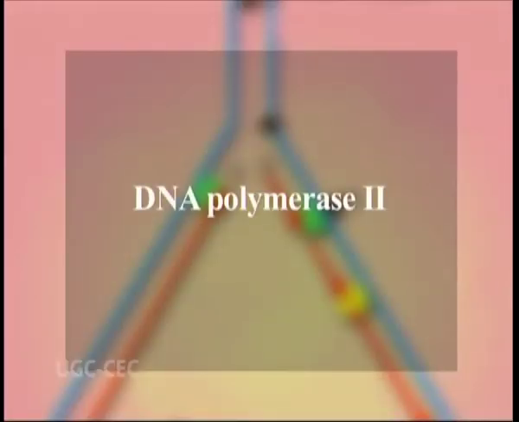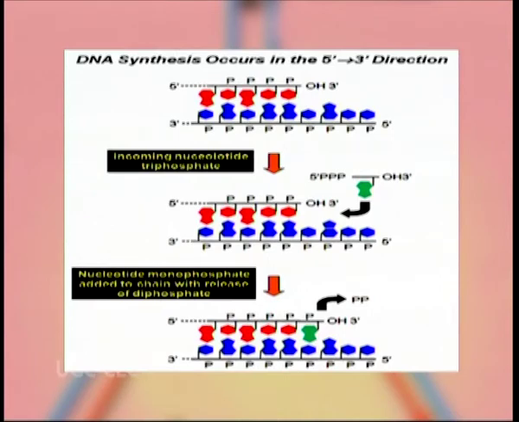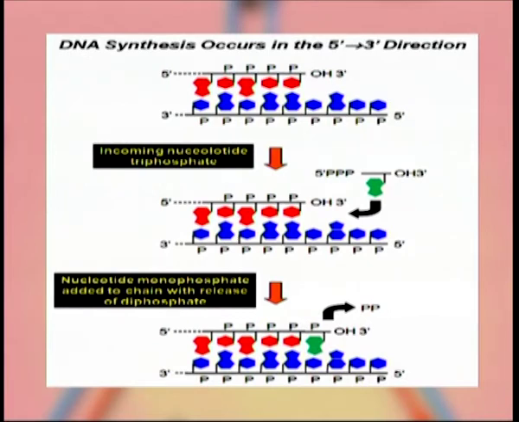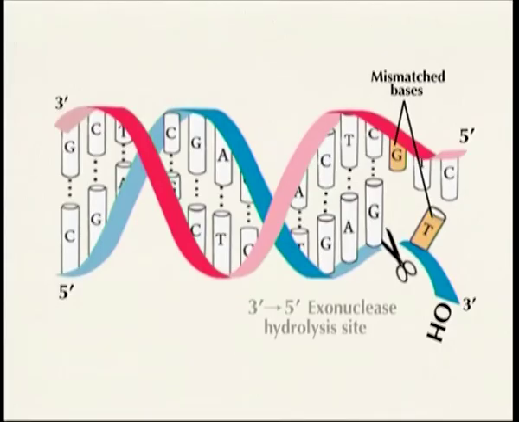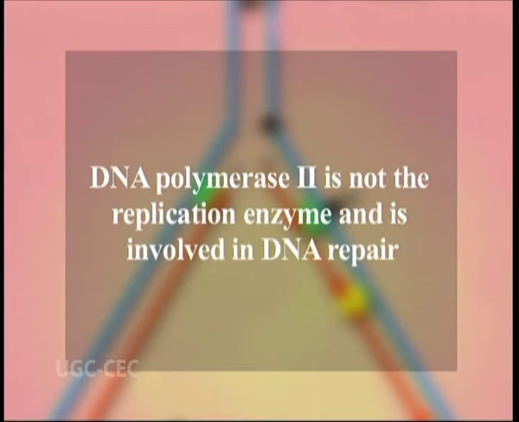DNA polymerase 2. DNA polymerase 2 resembles DNA polymerase 1 in its activity to bring about growth in 5' 3' direction, using free 3' OH groups, but mainly uses duplexes with short gaps only. It cannot use nicked duplexes, although it has 3' 5' exonuclease activity. It lacks 5' 3' exonuclease activity. It is not the replication enzyme and is involved in DNA repair.